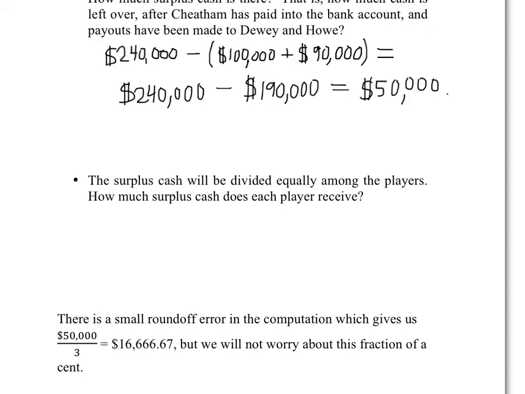The rule for this method is that the surplus cash, however much it is, gets divided equally among the players. So how much surplus cash does each player receive? Well, $50,000 divided by 3 equals $16,666.67. Now there is a small round-off error in the computation. If you had a calculator that displayed many more digits, these sixes would keep going, but we're not going to worry about this fraction of a cent.